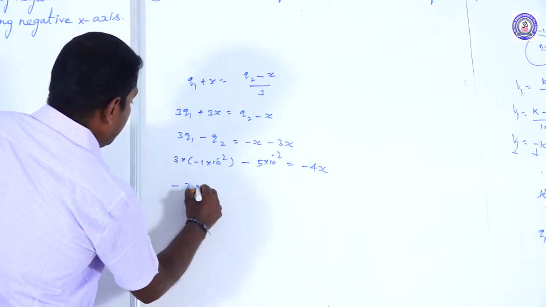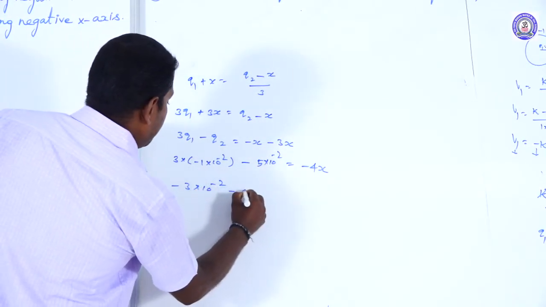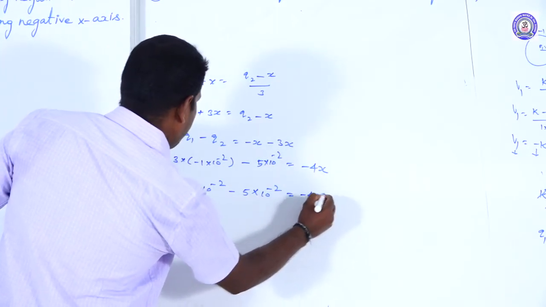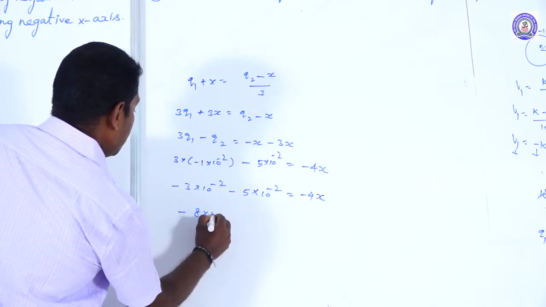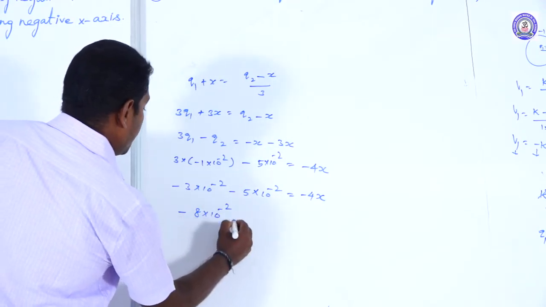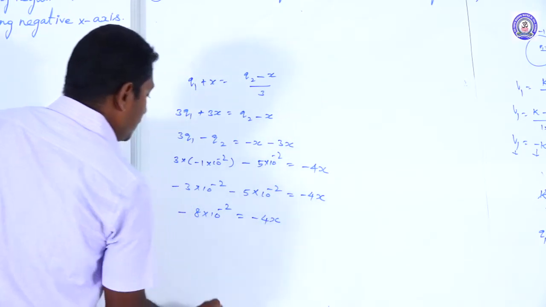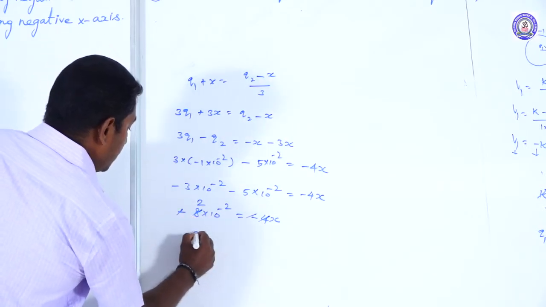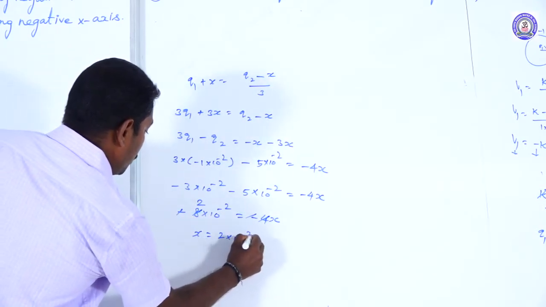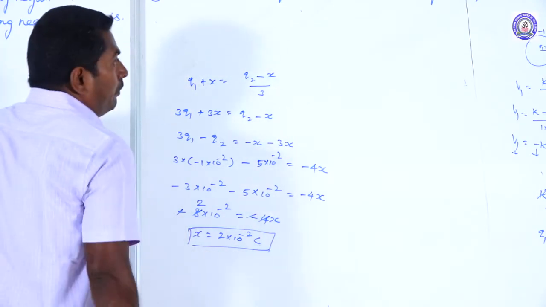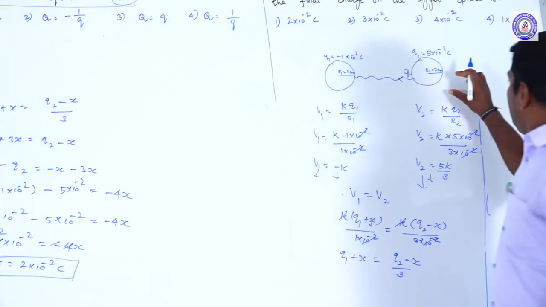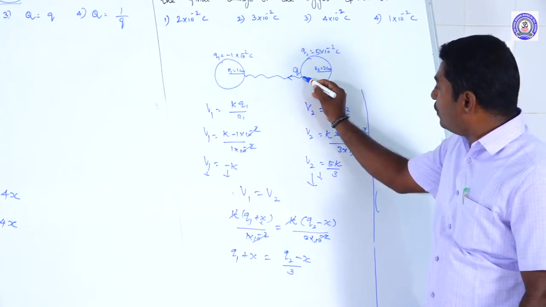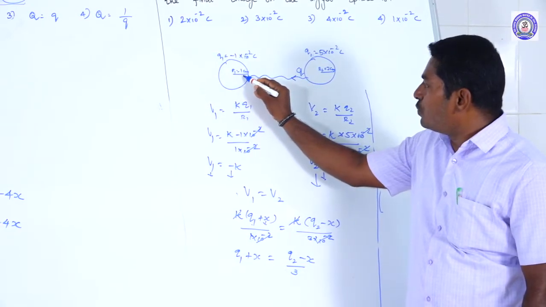So minus 3 into 10 power minus 2, then minus 5 into 10 power minus 2, is equal to minus 4X, so minus 8 into 10 power minus 2 is equal to minus 4X. Therefore the minus signs get cancelled, and X is equal to 2 into 10 power minus 2 coulomb. So 2 into 10 power minus 2 coulomb of charge is transferred from the bigger sphere to the smaller sphere.